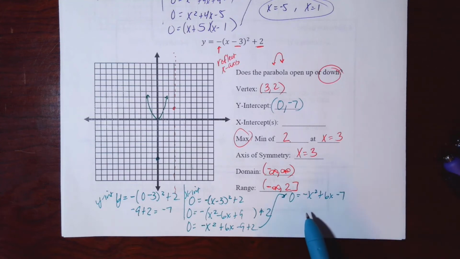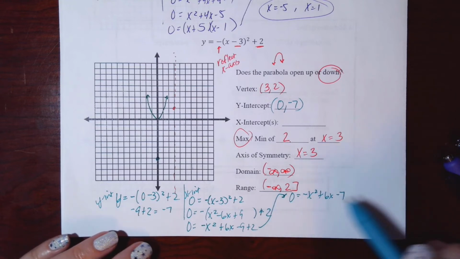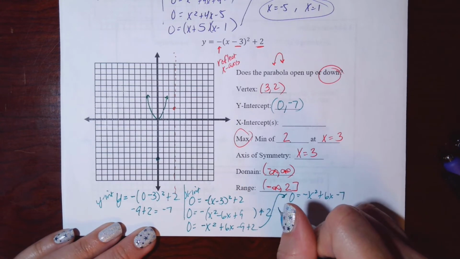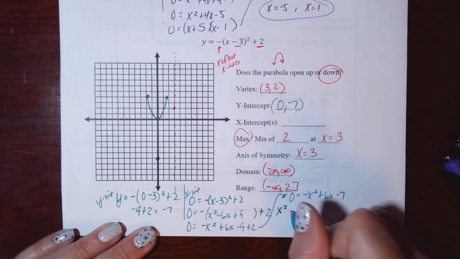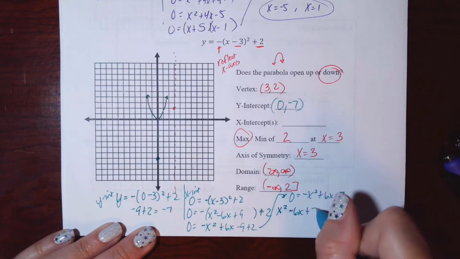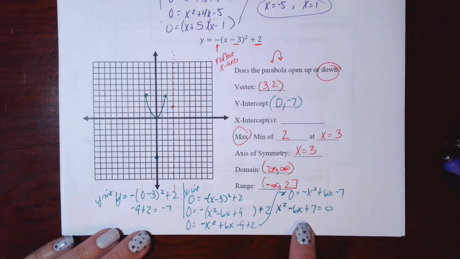I can't factor anything with this negative on my squared term. So let's move it all to the other side. Let's make our x squared term positive. That's going to change all of those signs. So that's what I want to see about factoring.